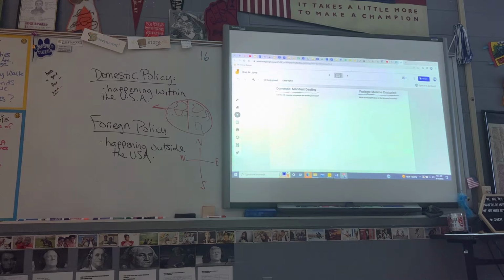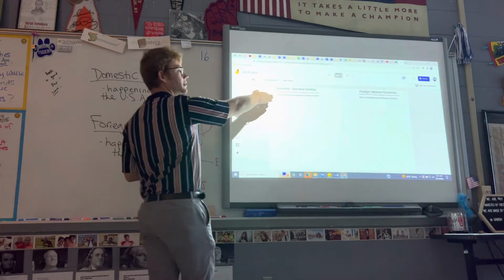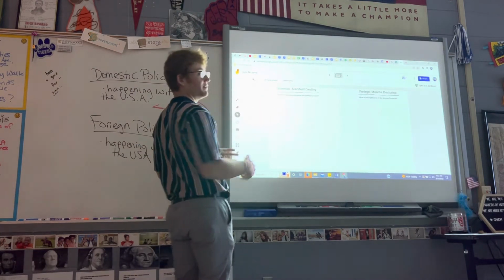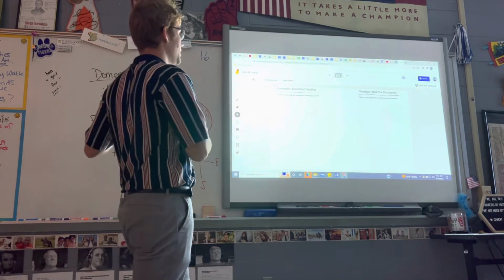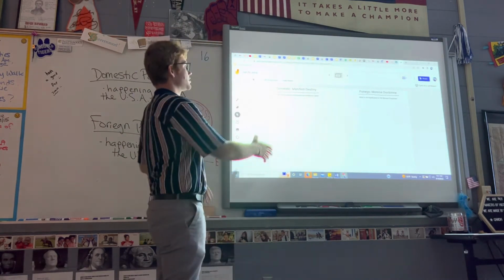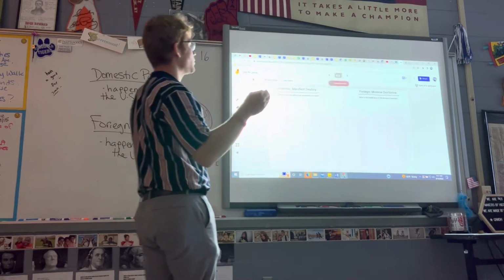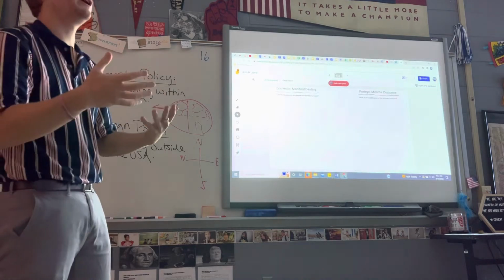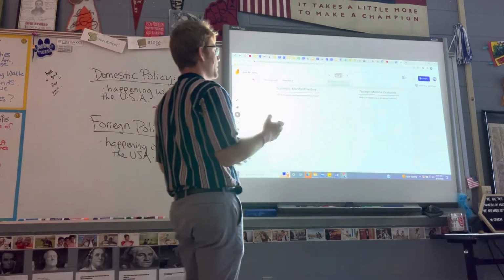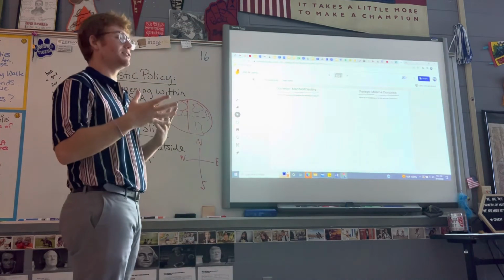Okay, so when you get to the Jamboard, there's 2 different sections here. We have the domestic policy of James Monroe, which is that manifest destiny, this idea that we're going to expand west, right? And then on the other side, we have foreign and the Monroe Doctrine. So on this side here, we're going to give you 3 reasons why people are moving out west, why we're wanting to expand out west, right? And then over here, we're going to talk about what is the significance of the Monroe Doctrine. What does it do, okay?